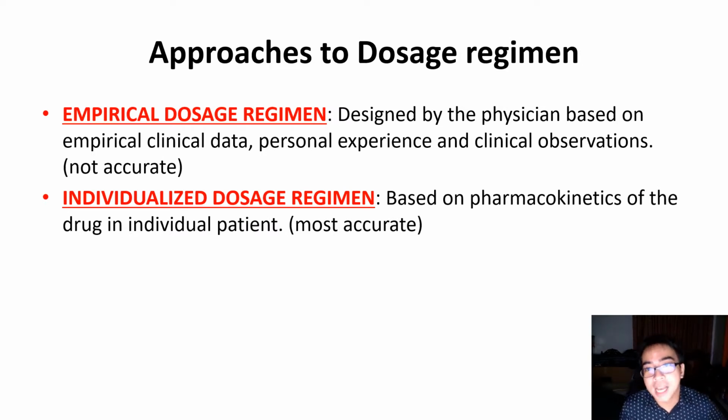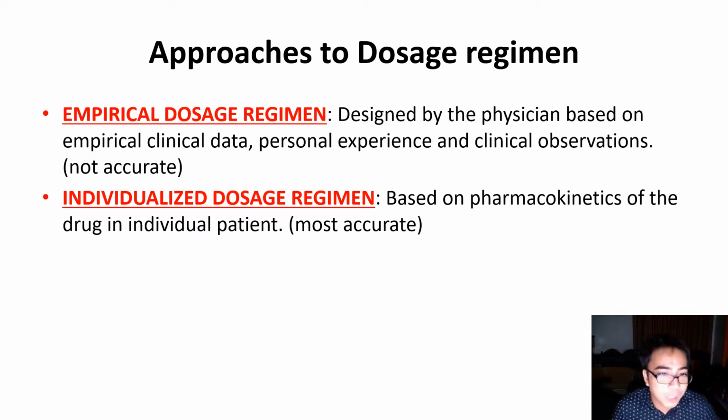Now, some approaches class, dosage regimen could fall under the following. Okay, it could be empiric. Ito yung madalas na ginagawa ng mga doktor natin. When we say empiric class, it's designed by the physician based on empirical clinical data or personal experience. Halimbawa, napansin niya na ang 500 mg ng paracetamol effective kay patient A. So, pag dumating si patient B having the same complaints, yun din ang gagamitin niyang dose. Okay? At saka frequency. Kung 500 Q4 or every 4 hours, then si patient B, 500 mg din every 4 hours din. So, it's based on personal experience and clinical observations. So, oftentimes, class, it's not that accurate.